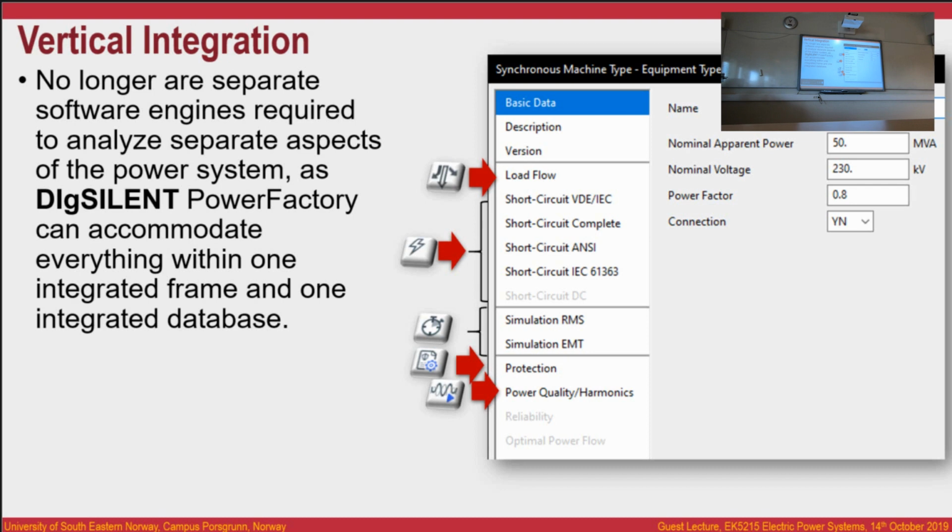This is called vertical integration because for a single object, you can combine the data for many studies. And one important feature of PowerFactory is data propagation. What does data propagation mean? There is data that is used for several calculations. If you put the data in one of those studies, and that data is used for other studies, PowerFactory automatically completes the data in the other places. Okay? Good.